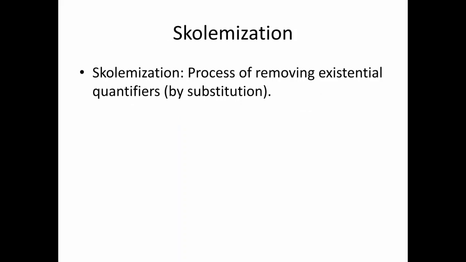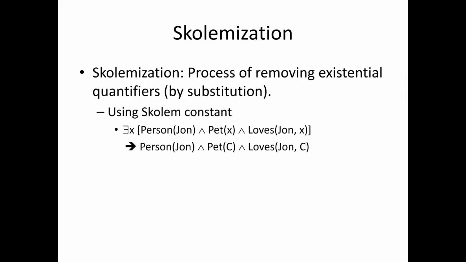So, in order to deal with existential quantifiers, we use what's called Skolemization. And here's how it works. We use what's called a Skolem constant in place of the variable. So we are introducing a new constant. So John is a person and there's a pet and John loves that pet. So there is some x for which this is true. So we just give that x a name, C. So the sentence just becomes person John and pet C and loves John C.